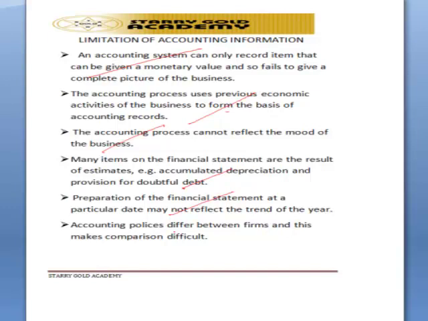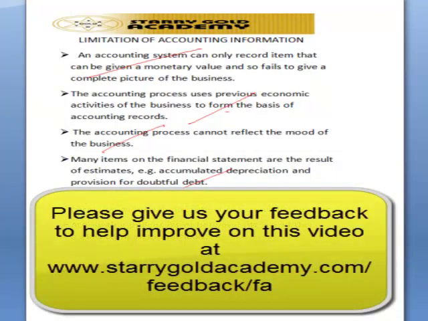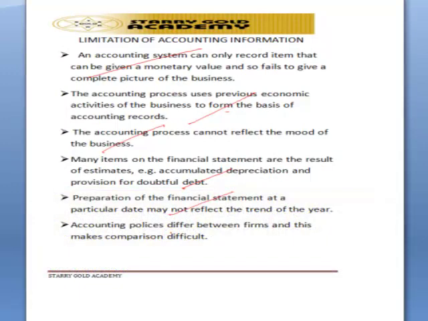Also, accounting policies differ between firms, and this makes comparison difficult. Comparison is very difficult when it comes to the financials of one company to another company, or of one company in one industry to another company in another industry. So the accounting policies differ, and the accounting methods being adopted sometimes also differ. So these are the basic limitations of information provided by financial accounting.